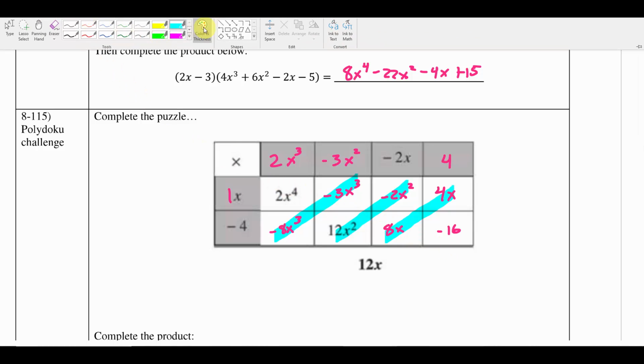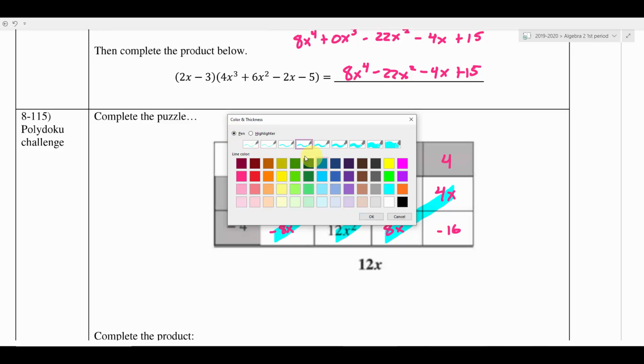All right, so I'm going to go back and get my pen back here. And I'm going to start adding these things together. So I've got 2x to the 4th.